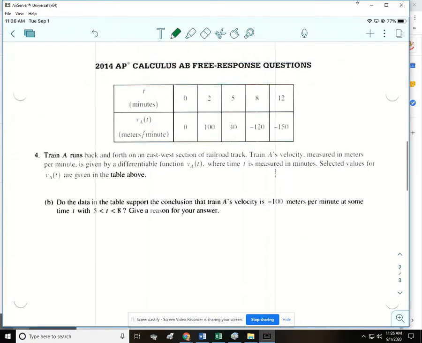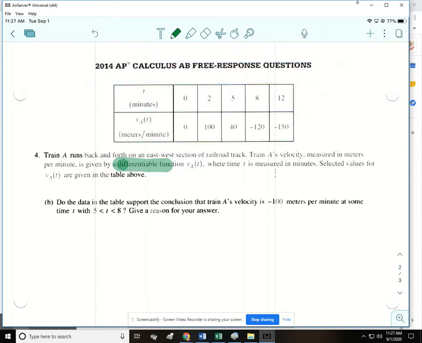All right, and then this is a free response question from 2014. And there is a word in here that we don't quite know yet, but the rest of it we can do. So this was number 4 in 2014. Train A runs back and forth on an east-west section of the railroad track. Train A's velocity, measured in meters per minute, is given by a differentiable function. That's the word we don't know. We will know it soon, but not yet. And that function is v sub a of t, where time is measured in minutes. Selected values of v sub a of t are given in the table above.